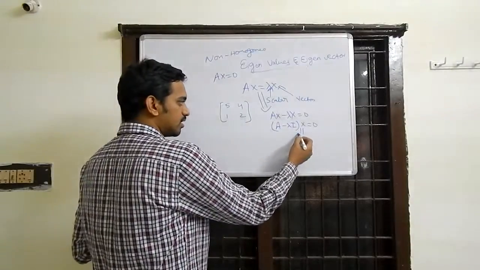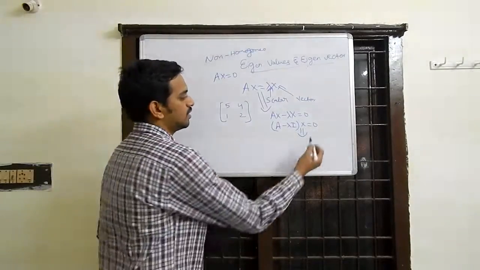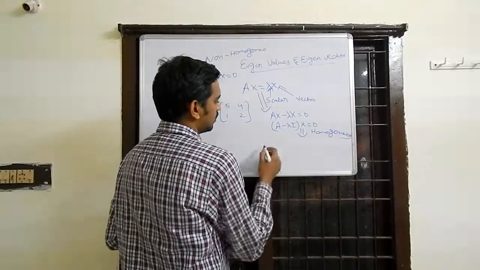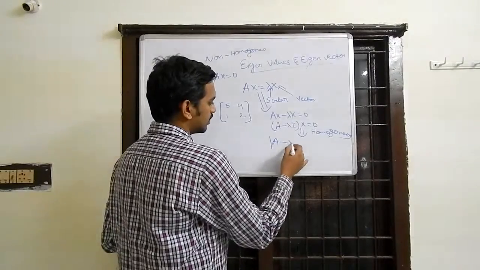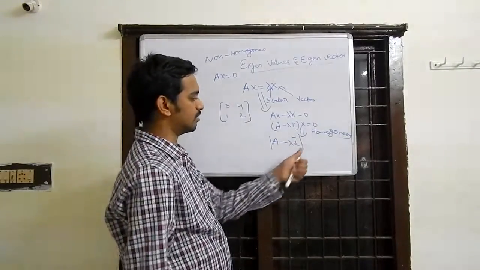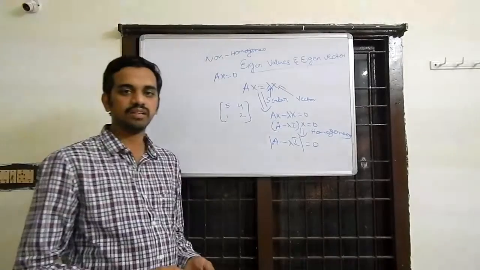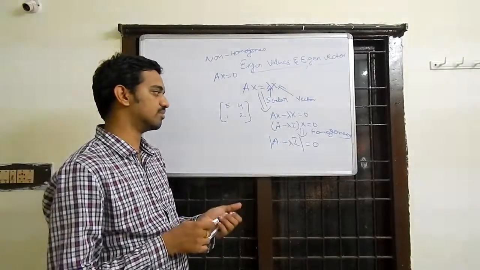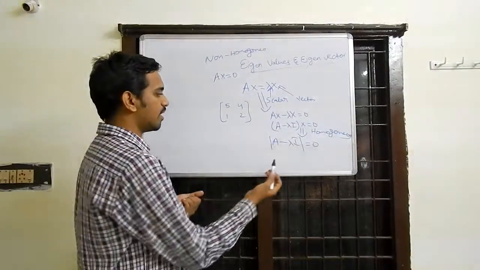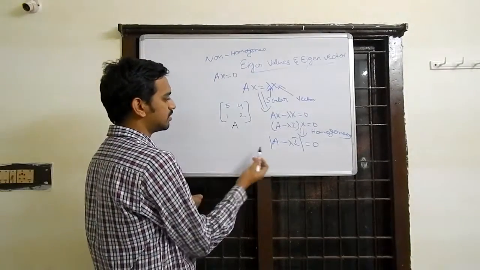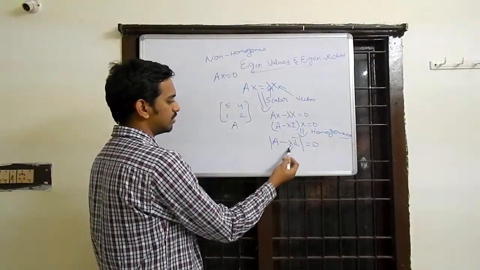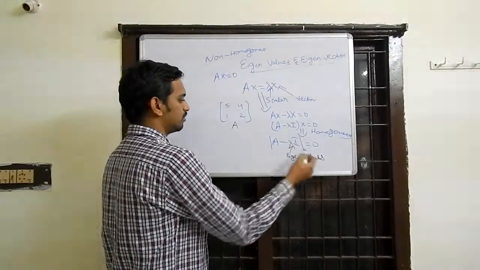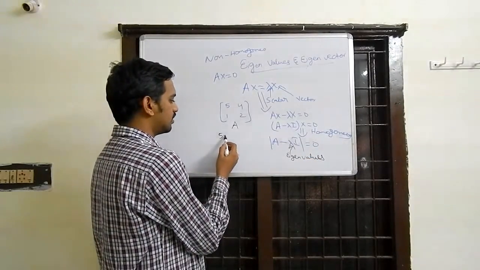Whenever this is a homogeneous system, for a non-zero solution, the determinant of A minus lambda I must be equal to 0. So now I am applying the names. This is the A matrix, and we have to find the eigenvalues. These are called nothing but the eigenvalues.